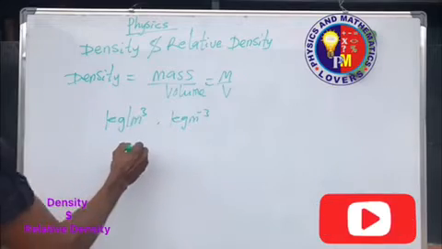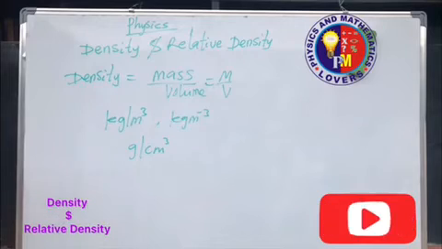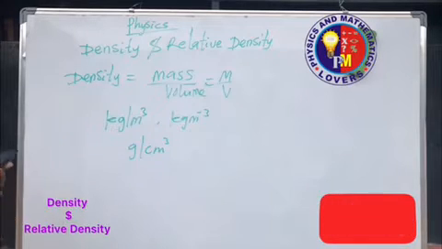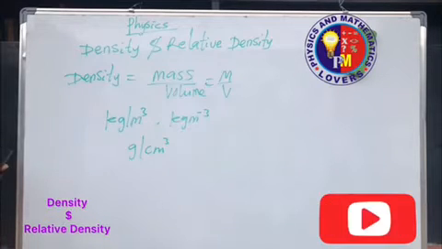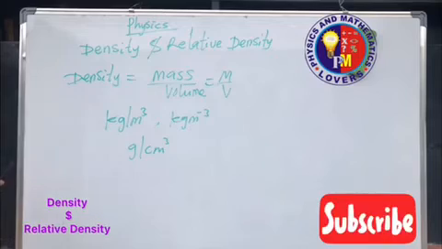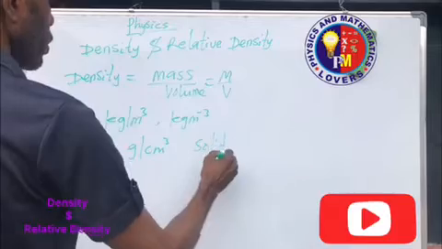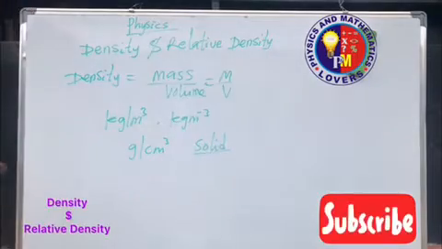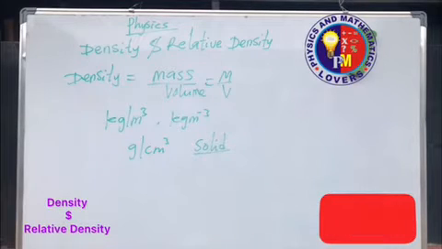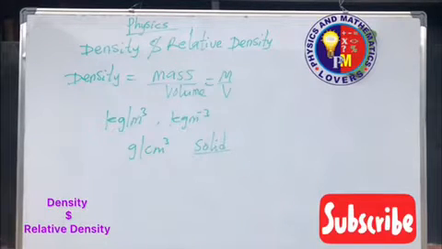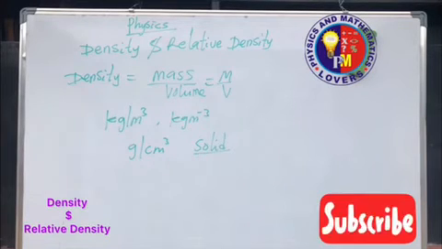But we can also have grams per centimeter cube. We have other units, and this one is another unit of density. Now, how do we calculate the density of substances? For example, solid. Now let's look at solid in the first place. To determine the density of a solid, you just need the mass of that solid and the volume of the solid.